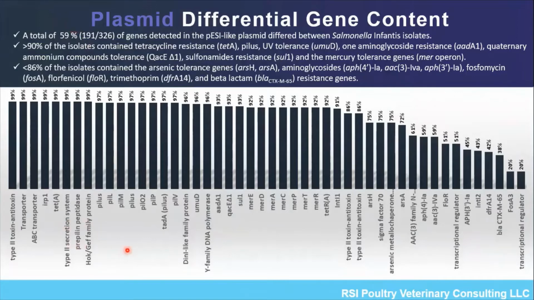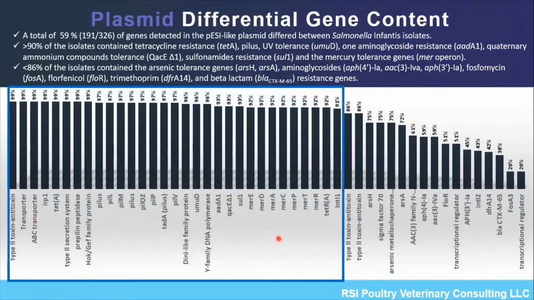This chart shows those variable genes identified in the plasmids. There is a group here of genes that are present in more than 90% of the isolates. But also, there is a group of genes that are present in less than 86% of the isolates.